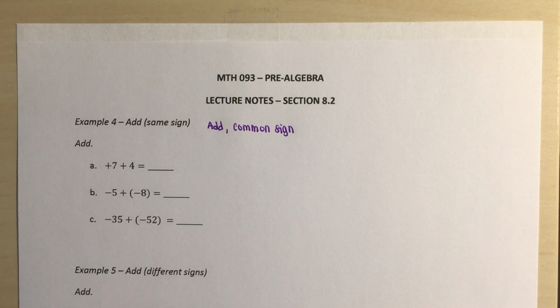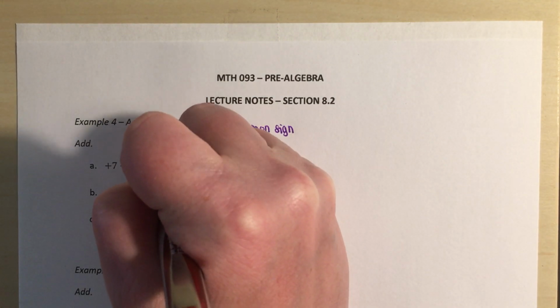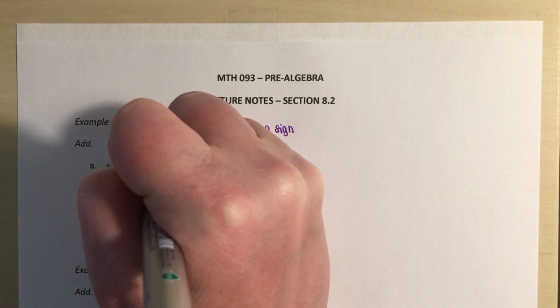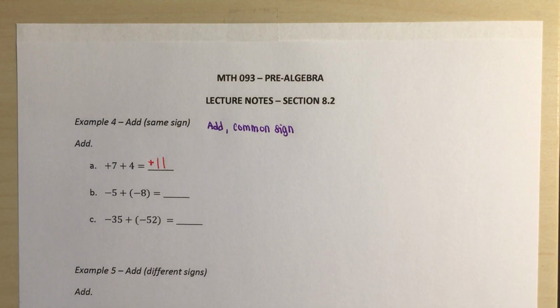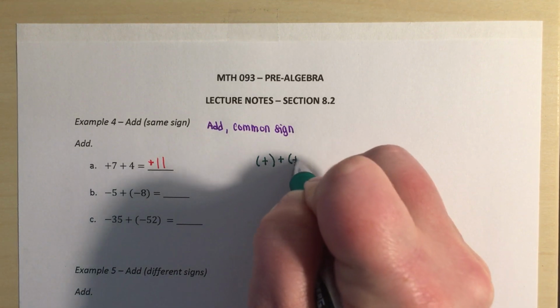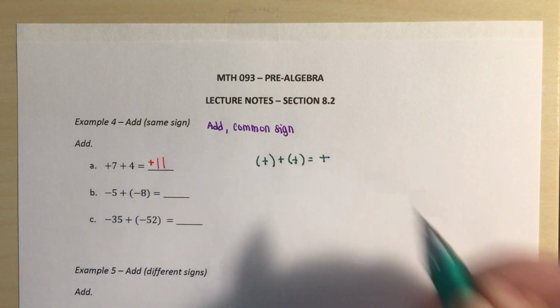So, positive 7 plus 4, right? Everything's positive, these turn out to be a positive 11. Now, if you wanted to, you could put the plus sign in front of there. If you don't want to, you don't have to. That's up to you. Right? So as we're looking at this, in this case, positive plus positive gave us a positive answer.